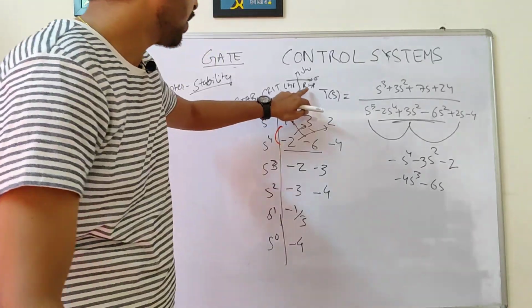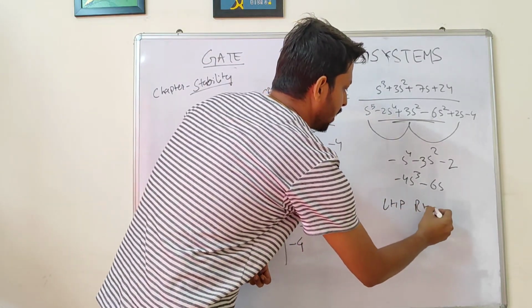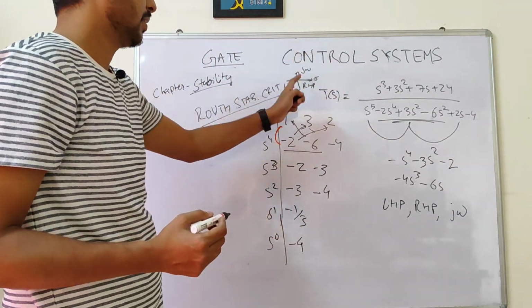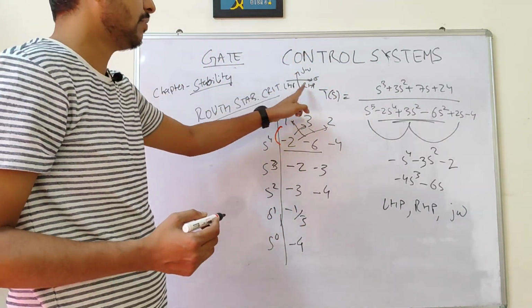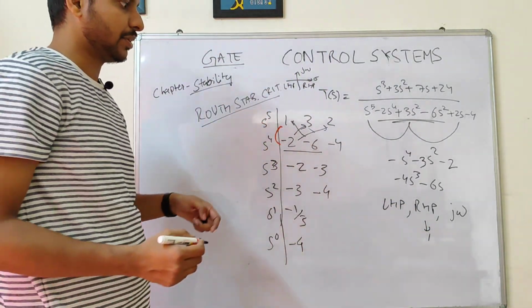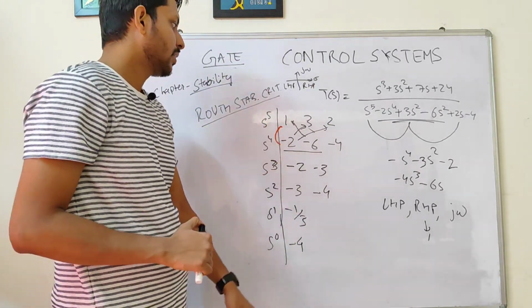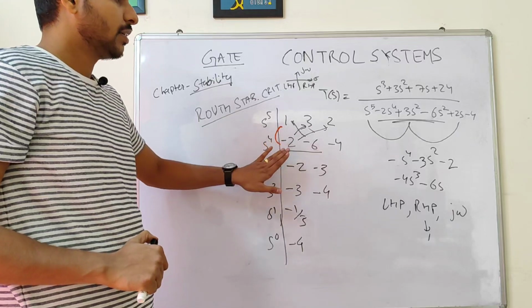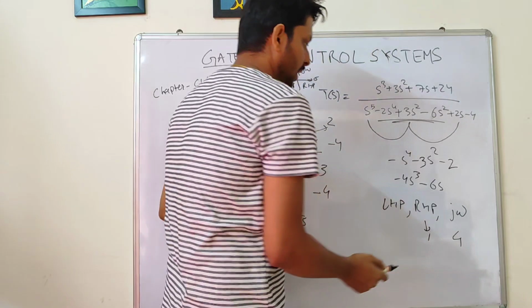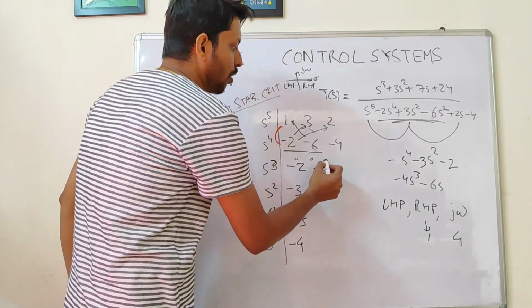Okay, the question here is how many are left hand poles, right hand poles, and how many lie on the j omega axis? That means those which lie on the j omega axis are neither in the left nor in the right. We know the right hand pole count is 1 because one sign change has happened. Now these are all negative. So what it tells you is that all the 4 are actually on the j omega axis. How do I reach that conclusion? I reached it because I encountered a 0 in between and I had to form an auxiliary equation.